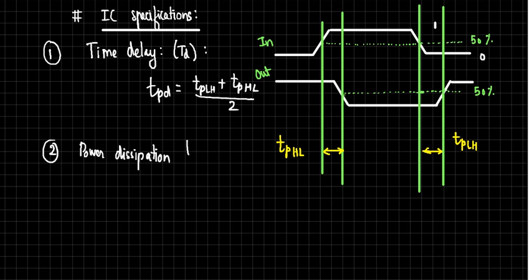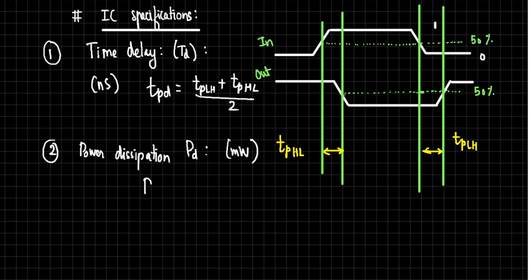Power dissipation, PD. Now this time delay, और एक सवाल पूछा गया था, you remember, what is the range, is it in milliseconds, microseconds? These were the questions asked in viva. Usually it is in nanoseconds, बहुत छोटा रहता है इसका delay. And this power dissipation is measured in milliwatts.